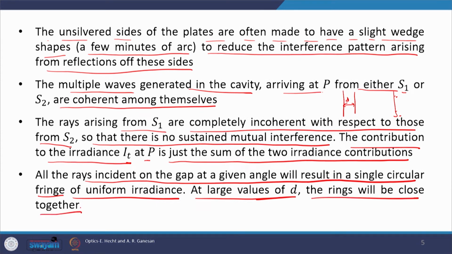If you increase the separation between the interfaces, the air gap or the cavity width will increase, and this will ultimately reduce the radius of the fringes, and the fringes will shrink.